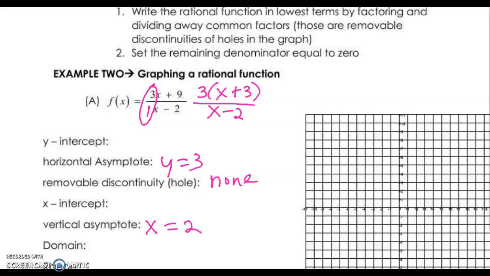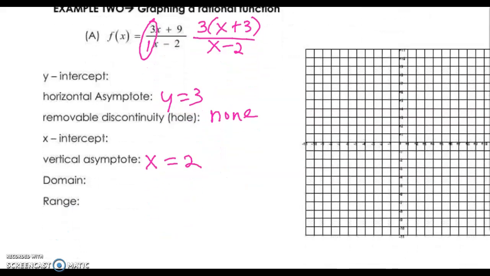It's probably best if I go ahead and just plot those now. I'm going to plot them in a very light yellow, because they're not part of the graph, and that's just what I like to do. So x equals 2, there's a vertical asymptote, and y equals 3. Again, you can do this in the same color, but I like to do it in a lighter color because it's not part of the graph.